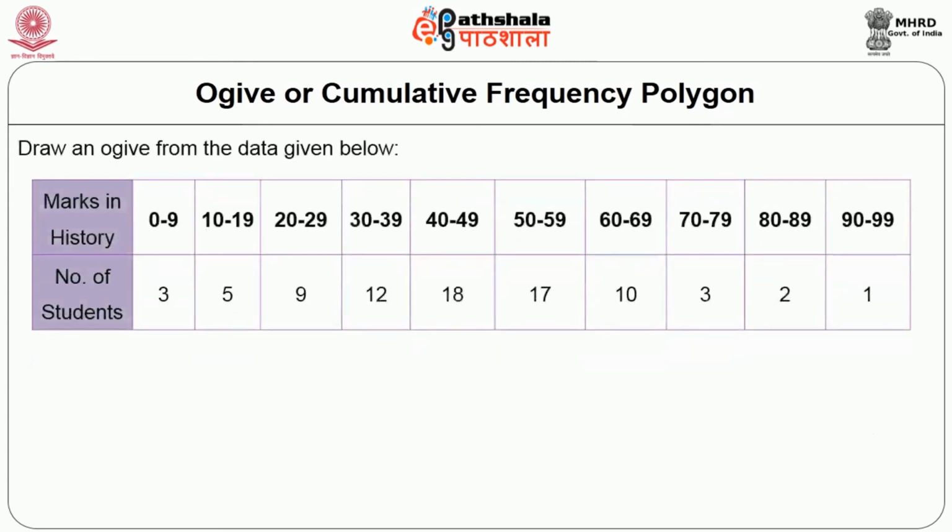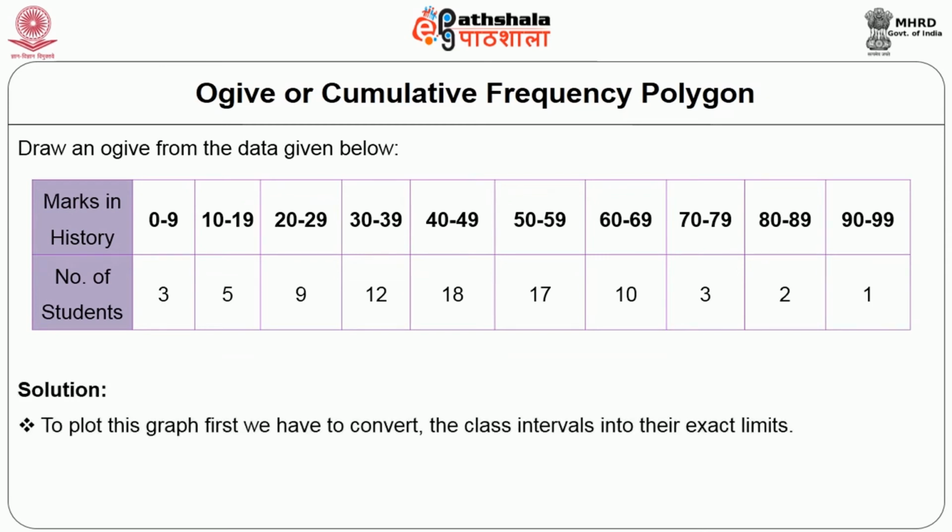Now we can have a look at the example. Draw an ogive from the data given below, which includes marks in history and the number of students obtaining the marks. Solution: to plot this graph, we have to convert the class intervals into their exact limits.